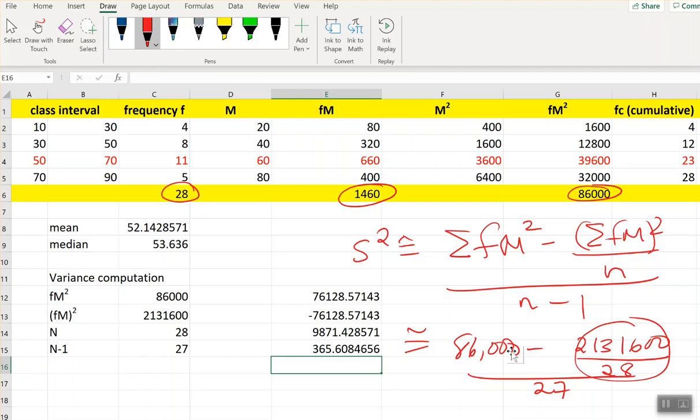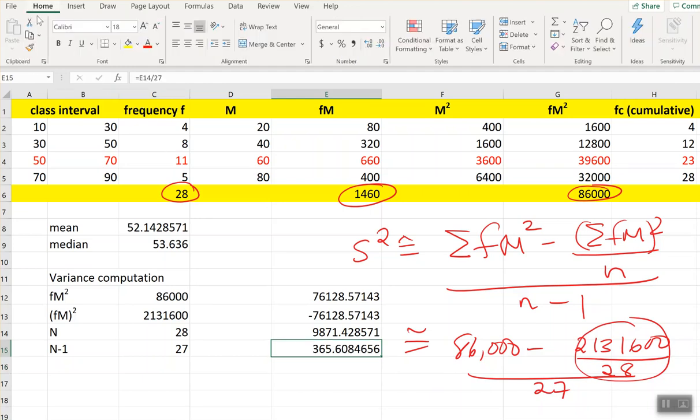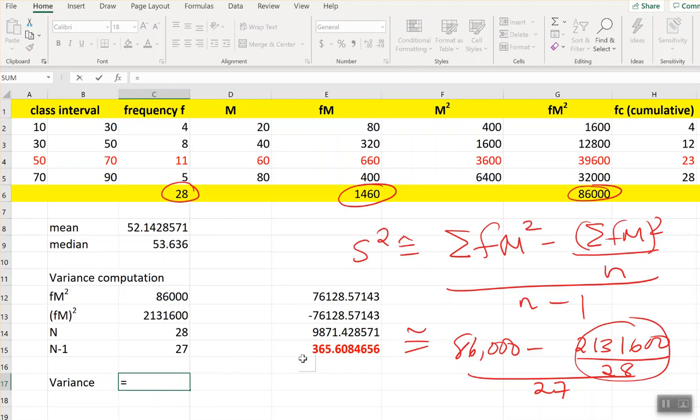Right? So if you use your calculator, it's 86,000 minus bracket 2,131,600 divided by 28. Close the bracket and divide everything by 27. So my final answer is here, 365.608. So I'm going to write it in here. Variance approximation is equal to that. Okay, round that to 3 decimal places, 608.